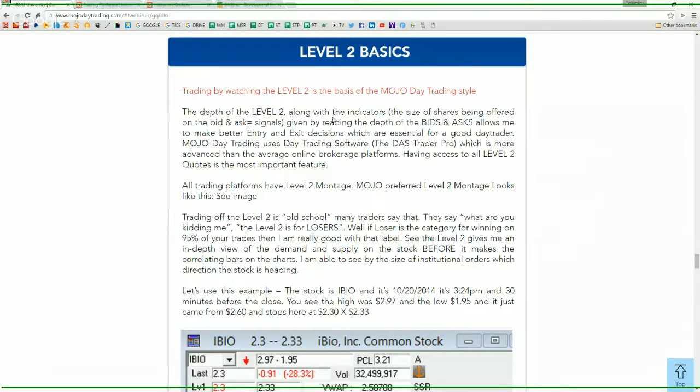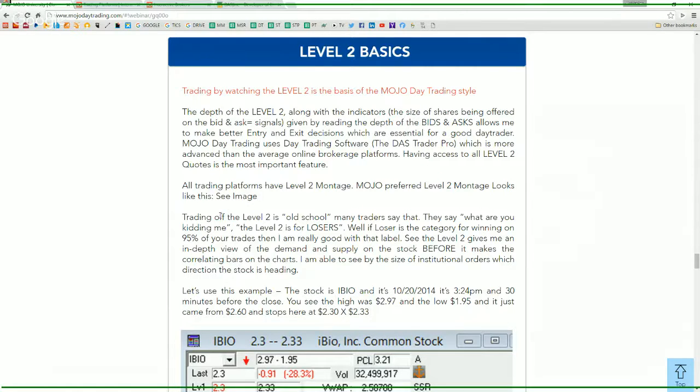The depth of the level 2 with the indicators, the size of the shares being asked on the bid and the ask, allows me to make better entry and exit decisions, which are essential for a good day trader. MOJO Day Trading uses the day trading DOS Trader, which I showed you, advanced better than any online brokerage, E-Trade, Ameritrade, anything. Having access to that level 2 is the most important feature.